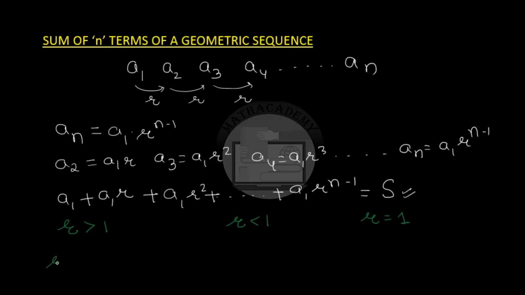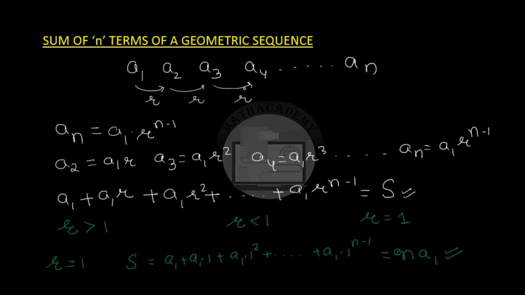So when the common ratio r is equal to 1, the sum of all the terms can be written as a1 plus a1 times 1 plus a1 times 1 square plus and so on plus a1 times 1 to the power of n minus 1. And 1 to the power anything gives us 1. So we see that it adds up to n times a1, which is the first term. So if the common ratio is 1, then the sum of the terms is given by the number of terms times the first term.